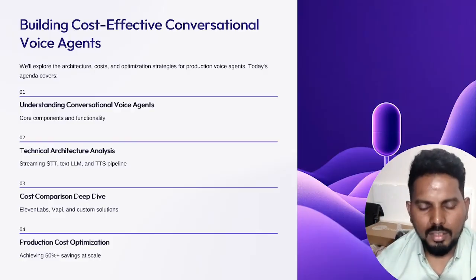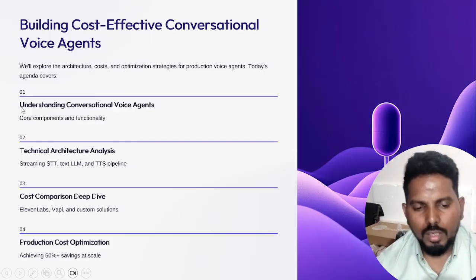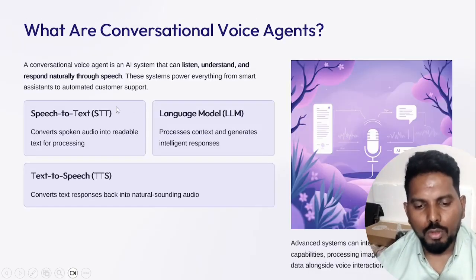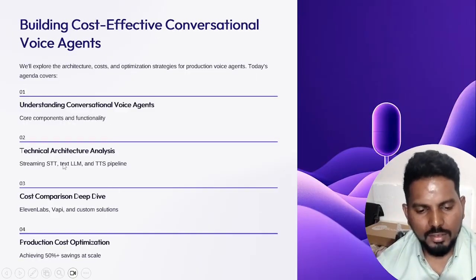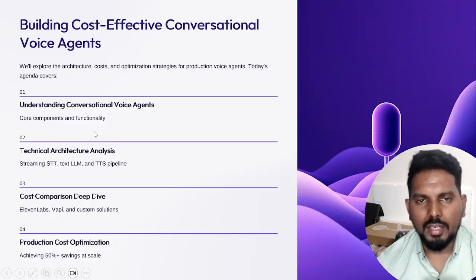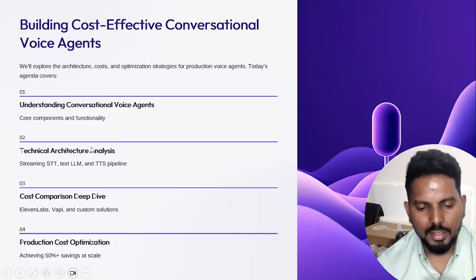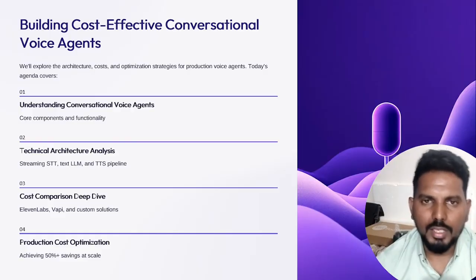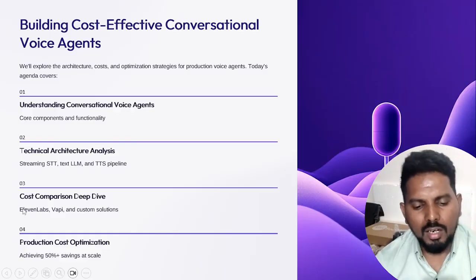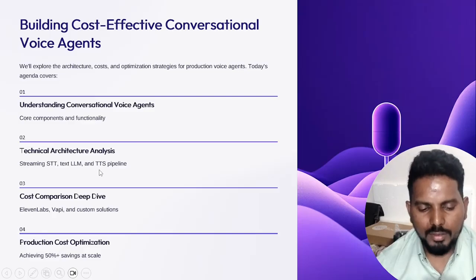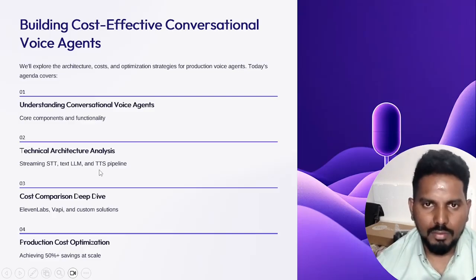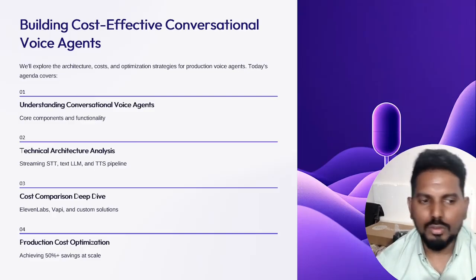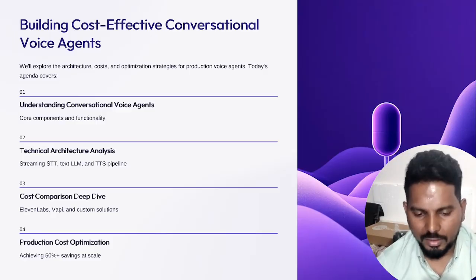So today's agenda is very simple. First, we are going to understand what conversational voice agents are. Then we will discuss the architecture behind building conversational voice agents. Then we will see a cost comparison deep dive, as I mentioned earlier, with external platforms like Vapi and ElevenLabs. And also we will see how you can optimize the production cost if you build it yourself using open source libraries like FastRTC and others.